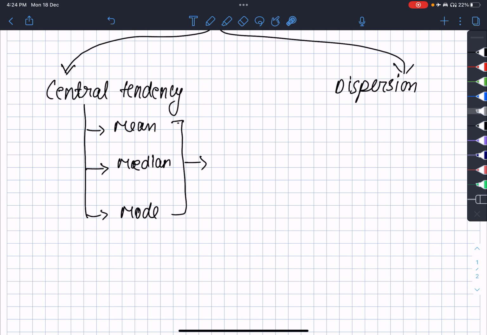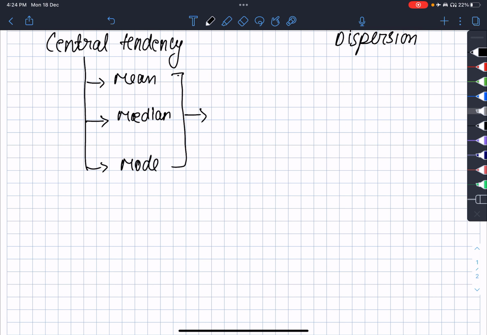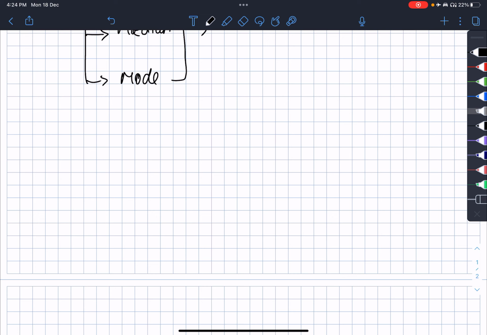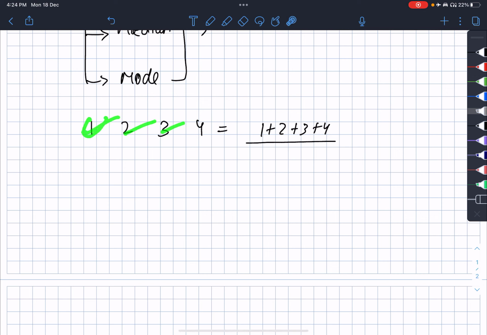Now, how do we get these things, mean, median, mode? We know how to average a number. Let's suppose we have the numbers 1, 2, 3, and 4. We sum them all up, 1 plus 2 plus 3 plus 4, and we divide by the total number of observations. We have four observations, so we divide by 4, which is 10 by 4, which is 2.5. This is the average of the numbers.